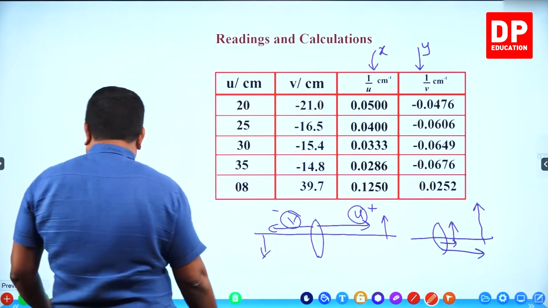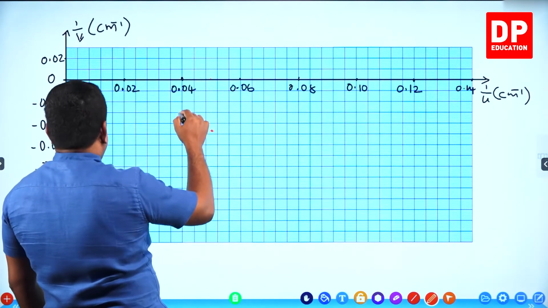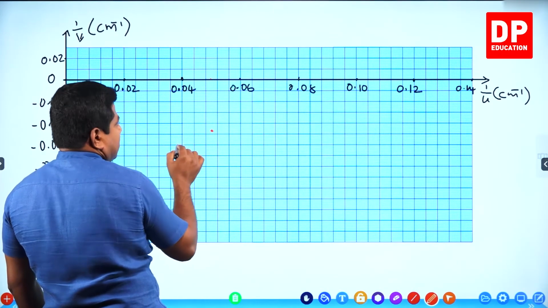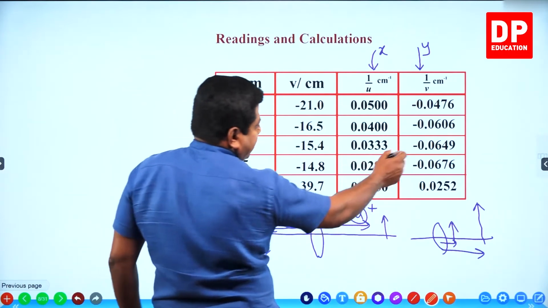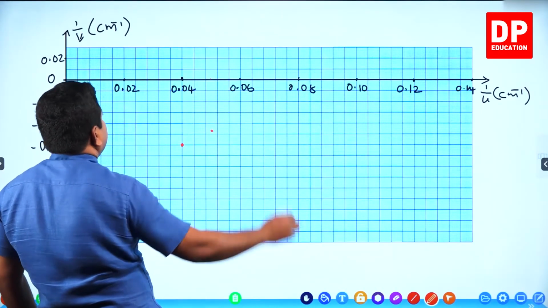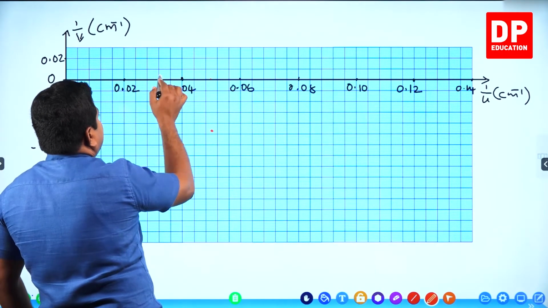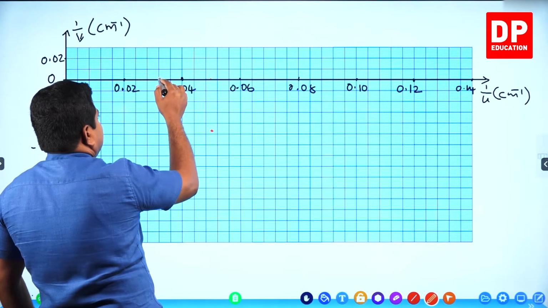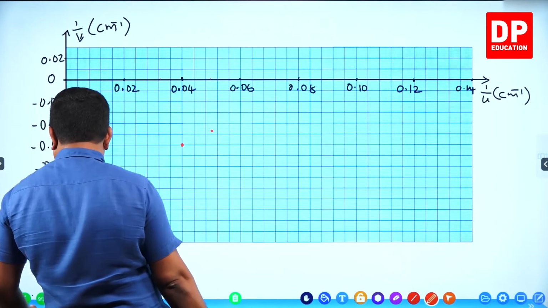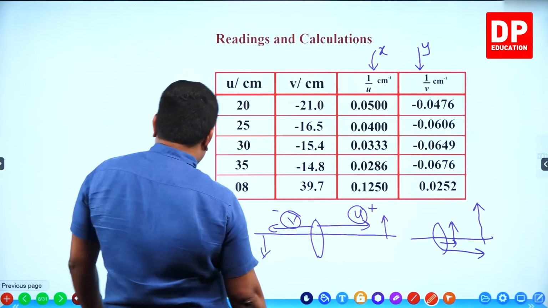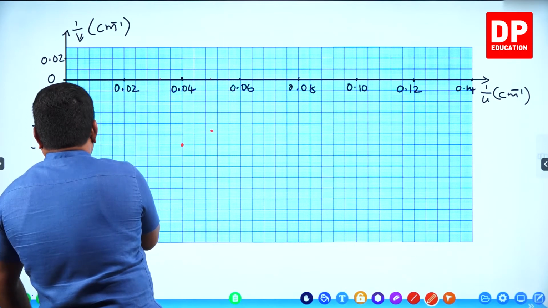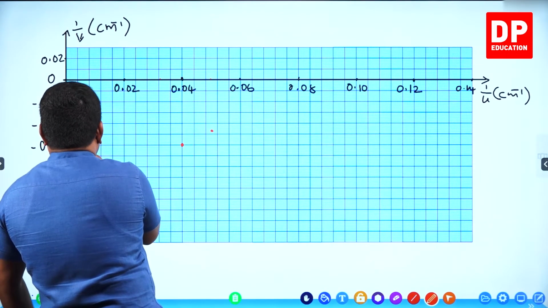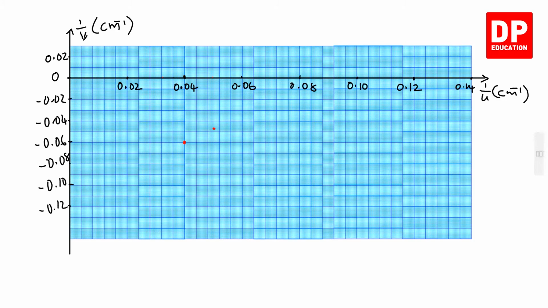40, 60.6. 40 is here, minus 60.6. Almost here. 33 and 64.9. This is 20, 24, 28, 32, this is 36. 33 must be somewhere here. 33.3 and 64.9. 64.9, you will have 60. This was 70. 64.9 is somewhere in the middle. That's how we are getting that point.